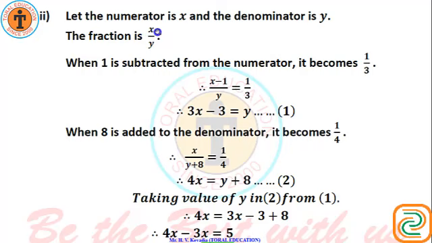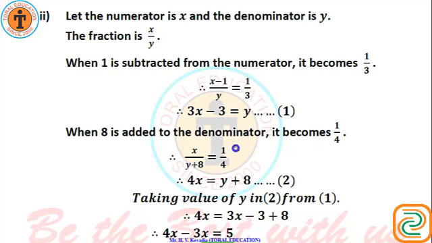So if there is a fraction, then there must be a numerator and a denominator. So let the numerator be x and the denominator be y. So x upon y is our fraction. When we subtract 1 from the numerator, it becomes 1 upon 3. So x minus 1 upon y equals 1 upon 3. y goes to the other side and 3 goes to the left side. So 3 into x minus 1, 3x minus 3, equals y. This is equation number 1.